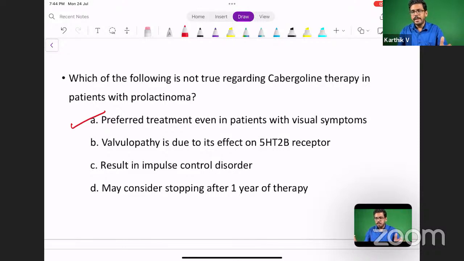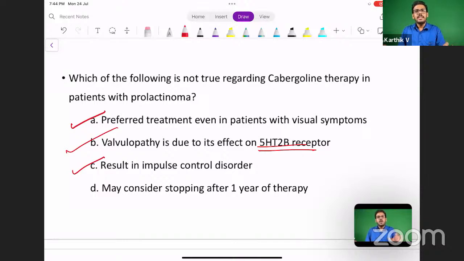Valvulopathy in cabergoline therapy is due to the cross-reactivity of the molecule with the serotonin 2B receptor. That is again a true statement. And it can result in impulse control disorder. Very, very true, because in patients with schizophrenia and psychotic disorders, there is dopaminergic overactivity. That is why you use dopamine blockers, D2 receptor blockers, in patients with psychosis. So if you are giving a dopaminergic agent, there may be risk of psychotic outbreaks and impulse control disorders, which is again a true statement. And may consider stopping after 1 year of therapy.